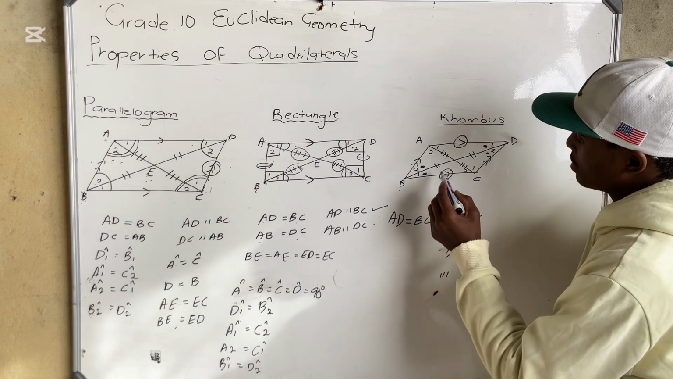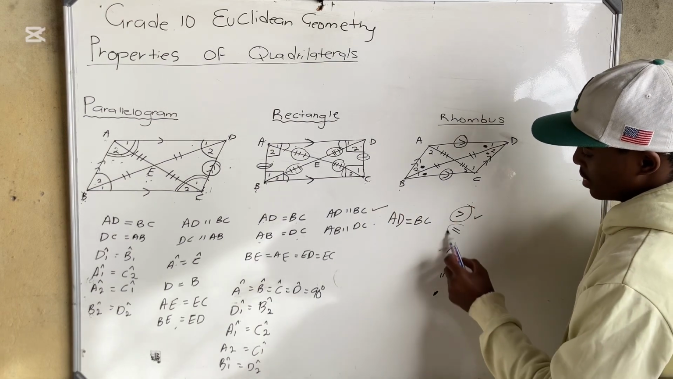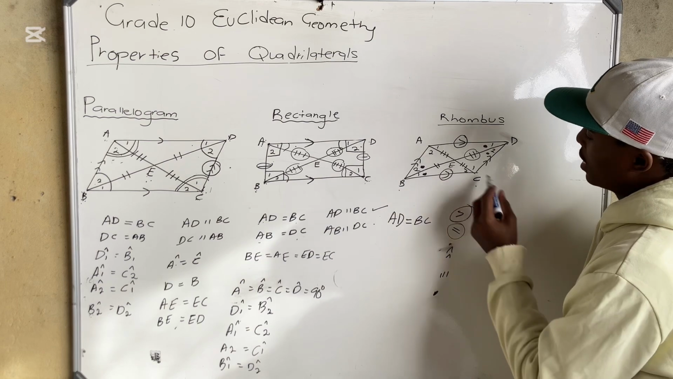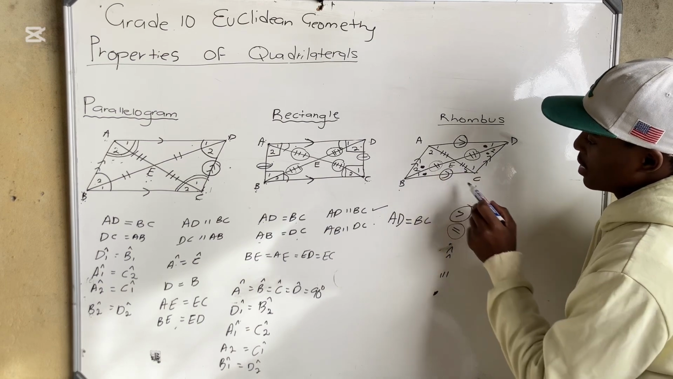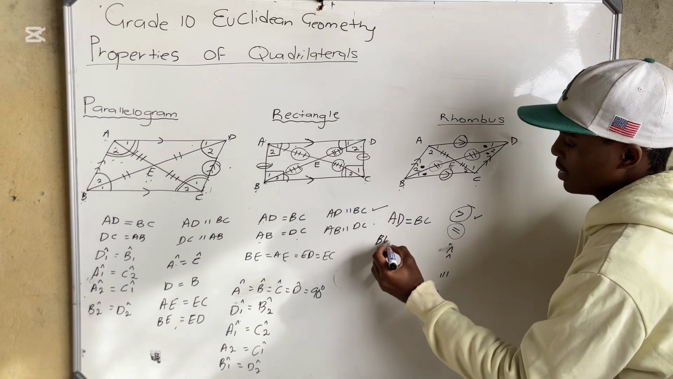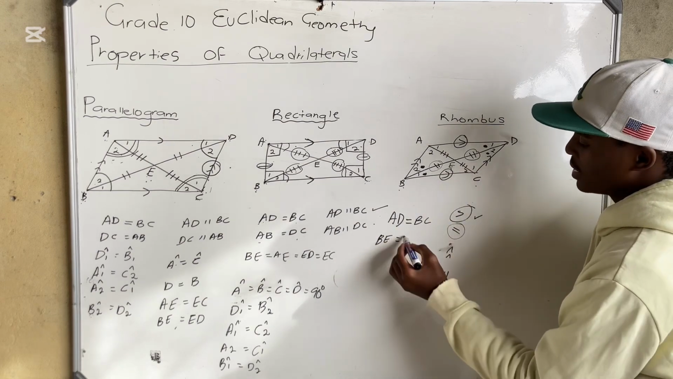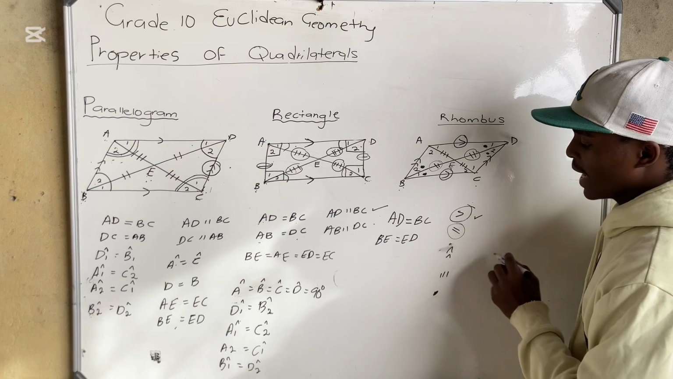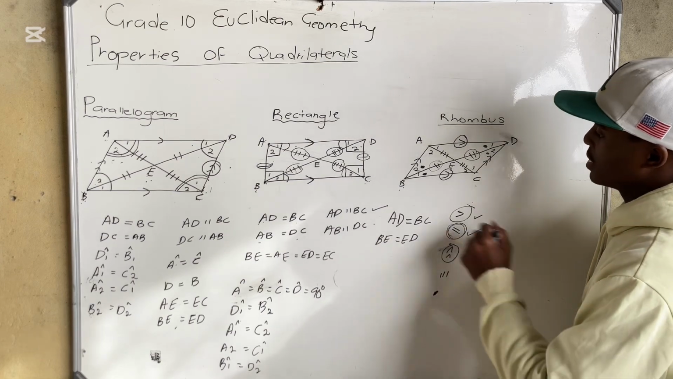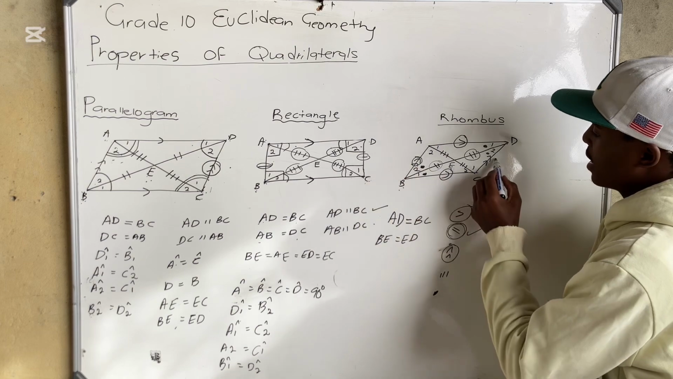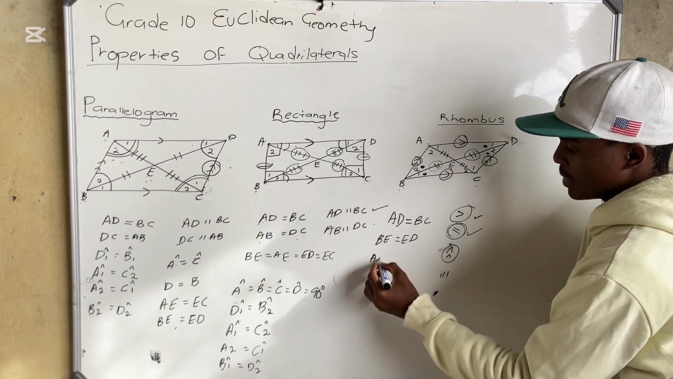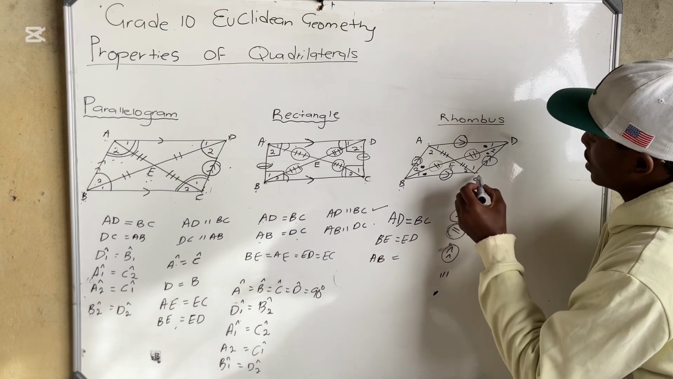After we come to the next one, which is these two. I forgot to write E. This and this, they are the same. So BE is equal to ED. Why? They've shown me with this thing. After we come to these, here and here, meaning that AB is equal to CD.